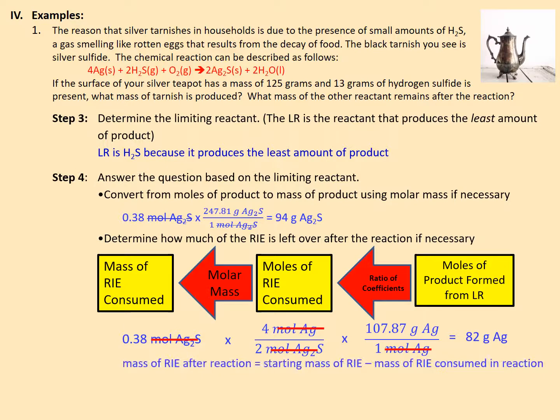perform a subtraction problem here, and we can reason that the mass of silver that's left over after the reaction would be exactly equal to the mass of silver we start with minus the mass of the silver that would get consumed in the reaction. That's what we just figured out. In other words, we start with 125 grams of silver. We figured out that 82 grams of it would get used in forming the product. That would leave us 43 grams left over. In other words, 43 grams of that silver would remain untarnished.